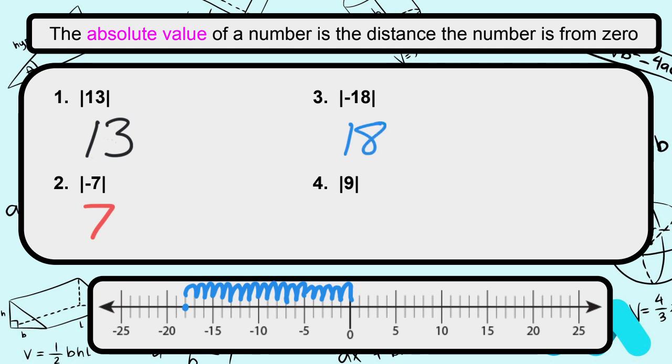All right, our last one, number 4, we're going to look at the absolute value of 9. So again, same process here. I've got my green pen selected this time. I'm going to go to 9, make my dot. And I'm going to count how many spaces there are between 9 and 0. So go ahead, count along with me at home, okay? 1, 2, 3, 4, 5, 6, 7, 8, 9. So the absolute value of 9 is 9.